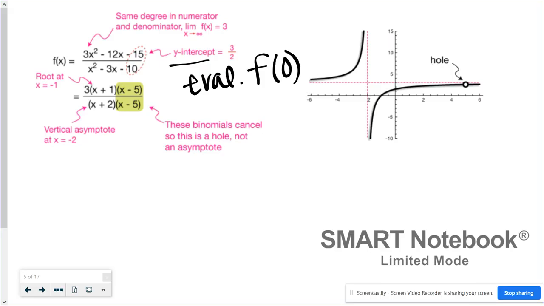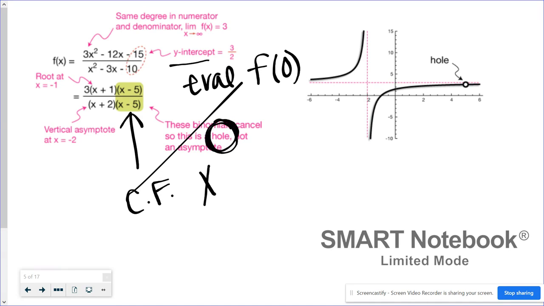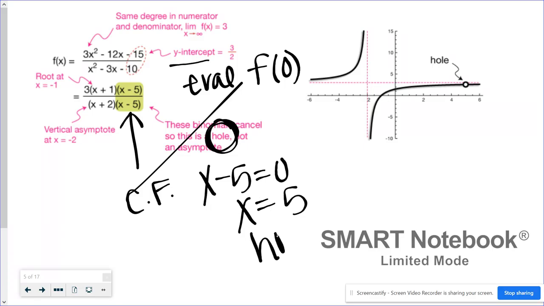We write our function in factored form because the factored form is going to tell us a lot. If we have a common factor, here we have -5 on top and -5 on the bottom, that tells me that there is a hole in the graph. And if I take the common factor and set it equal to 0, I can totally do this in my head, I can determine that the hole is located at x equals 5.